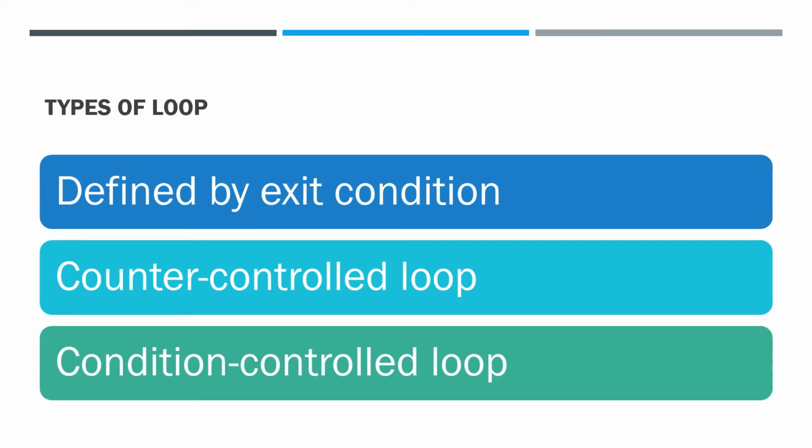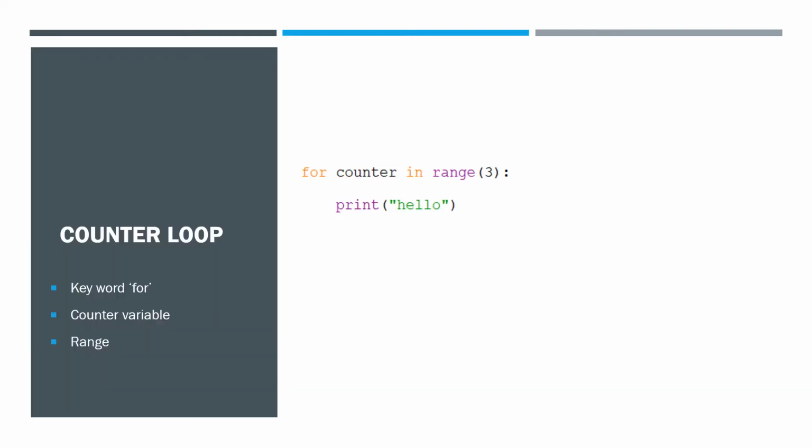There are two types of loop, and they're defined because they have different exit conditions. The two types of loop are called a counter-controlled loop and a condition-controlled loop. In this presentation, you'll learn about counter-controlled loops, which I can also call a counter loop. Counter loops always begin with the Python keyword for, and the header is a bit more complicated than an if structure.